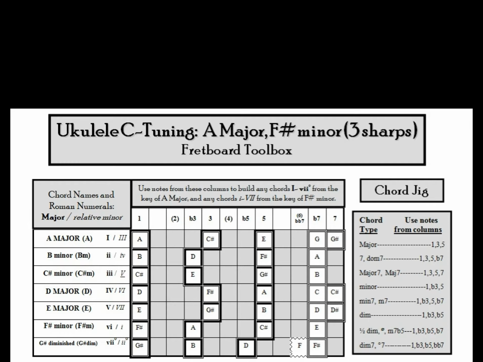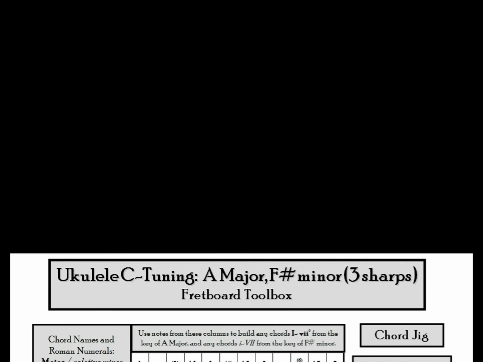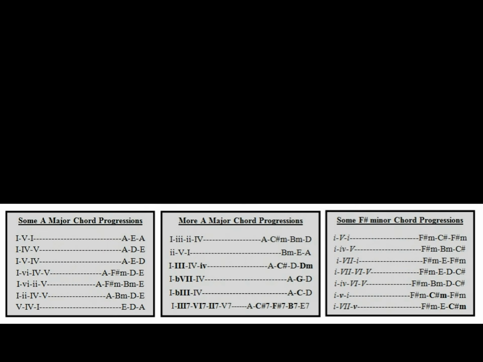Now if you look at the key of A major, and you look at the chord jig there, you'll see the 1 through 7 chords in the key of A major. A major is your 1 chord, B minor is your 2, C sharp minor is your 3, D major is the 4 chord, E major is the 5, F sharp minor is the 6, and G sharp diminished is the 7. Let's look at some chord progressions boxes in the key of A major and see how those would sound.